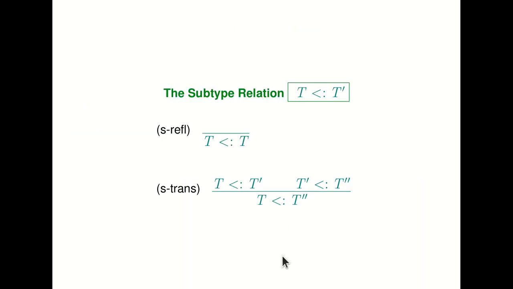One thing to notice here is that the subtype relation is not actually symmetric. Because the relation says I have more information here and less information over here, it's not the case that if t is a subtype of t prime, the converse, t prime is a subtype of t, holds. So that is absolutely not the case. And in fact, I'll repeat it again later.